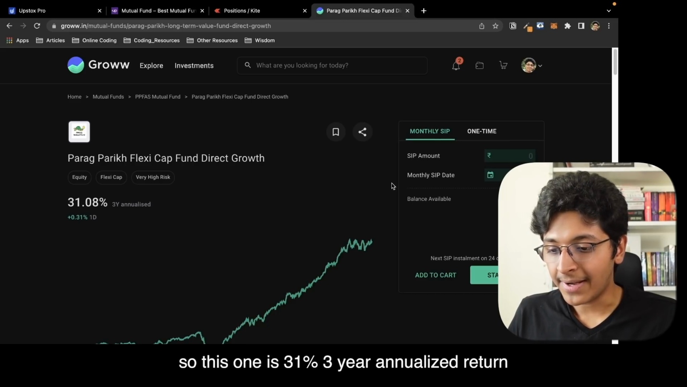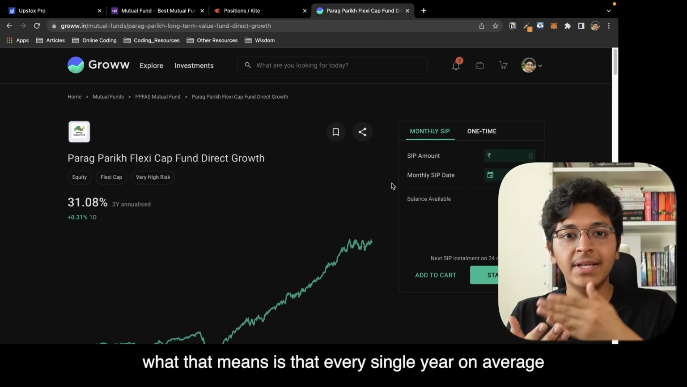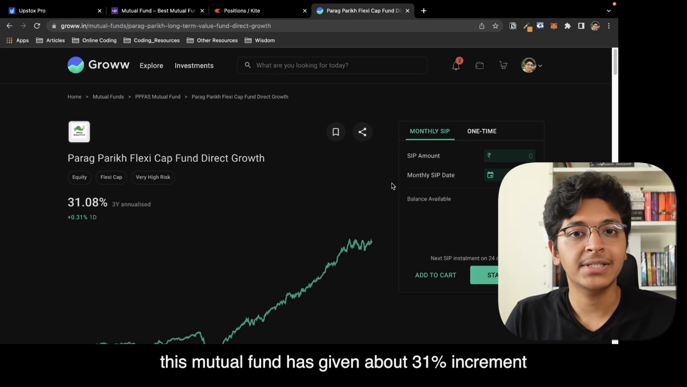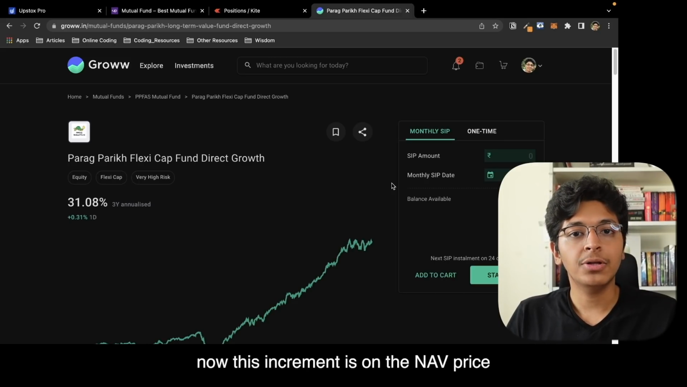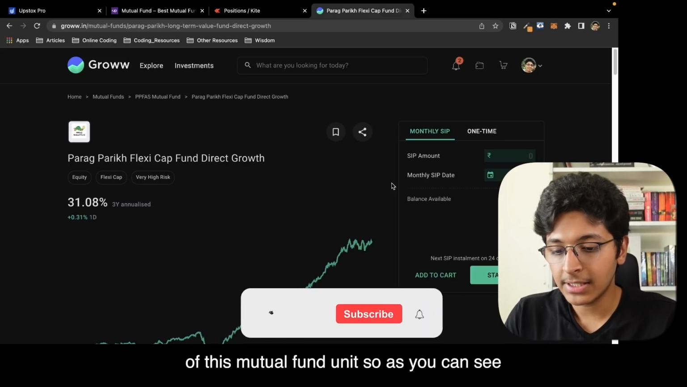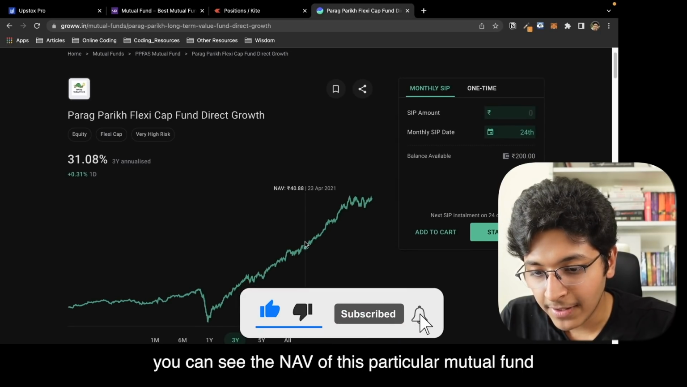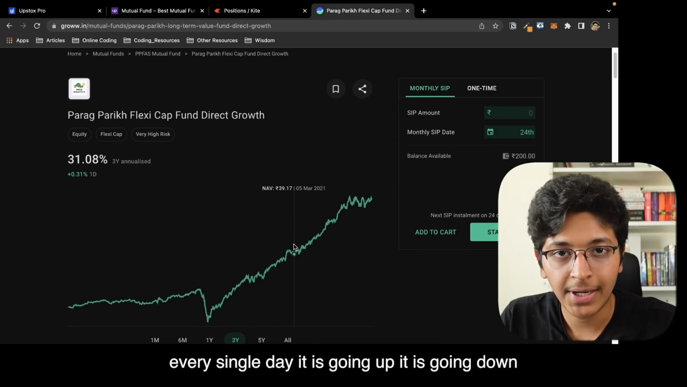So this one is 31% 3-year annualized return. What that means is that every single year, on average, this mutual fund has given about 31% increment. So that's how that works. Now this increment is on the NAV price of this mutual fund unit. So as you can see the NAV of this particular mutual fund, every single day it is going up, it is going down, just like a stock.